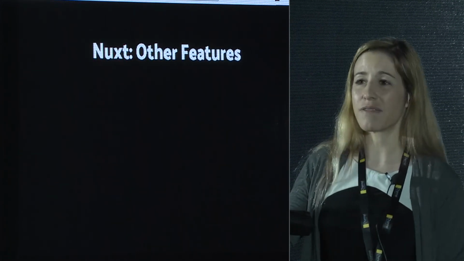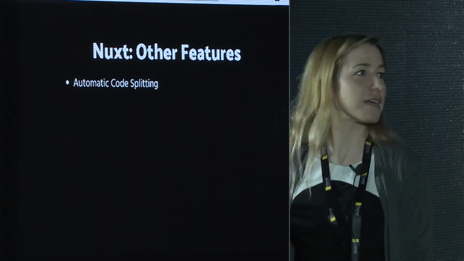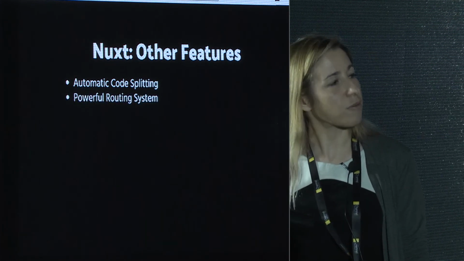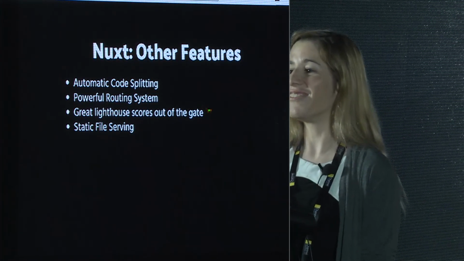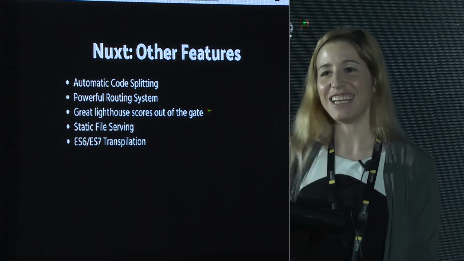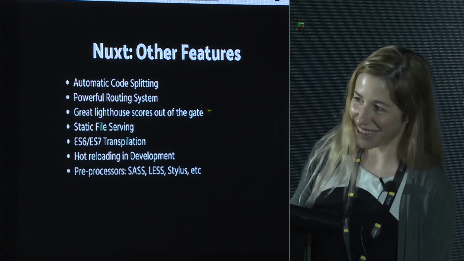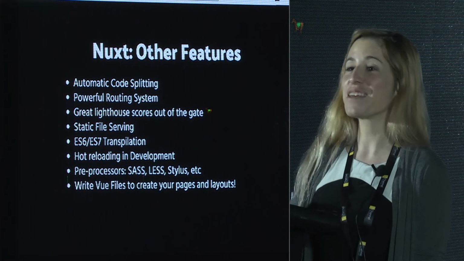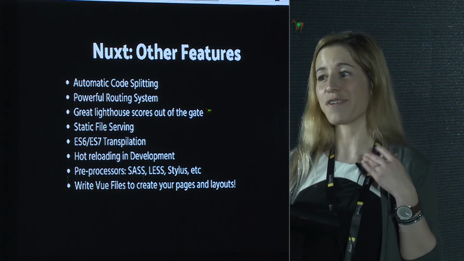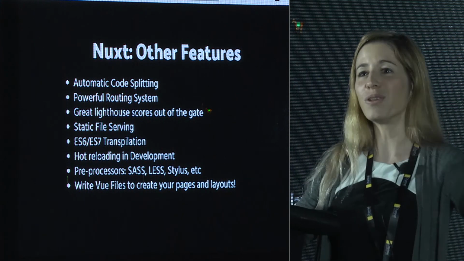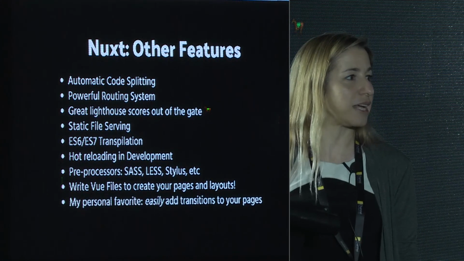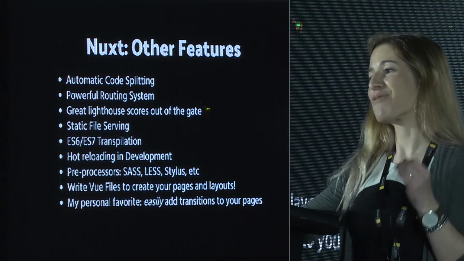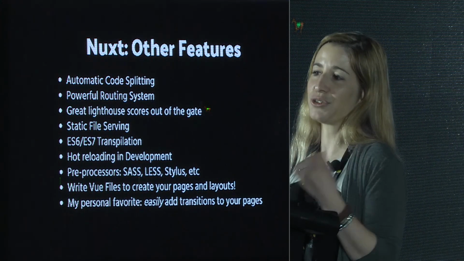There's also a lot of other nice features for Nuxt. We have things like automatic code splitting, powerful routing systems, great Lighthouse scores out of the gate. Static file rendering, ES6 transpilation, hot reloading in development, preprocessors, the ability to just write Vue files for your pages and layouts so you don't have to learn a whole other thing. You're just using the same thing that you've already learned with Vue applications. And my personal favorite, we're easily adding transitions to your pages.